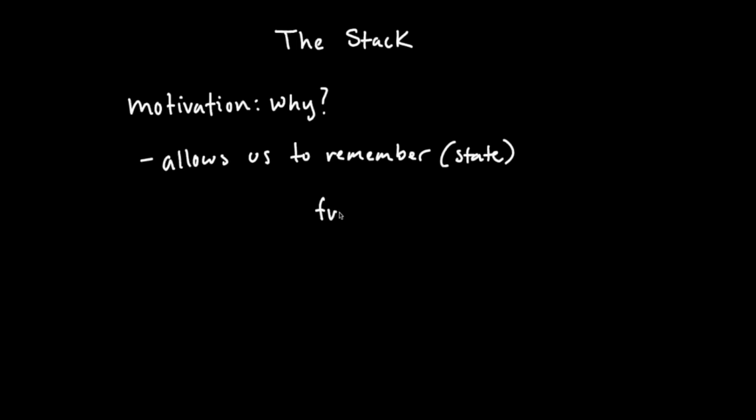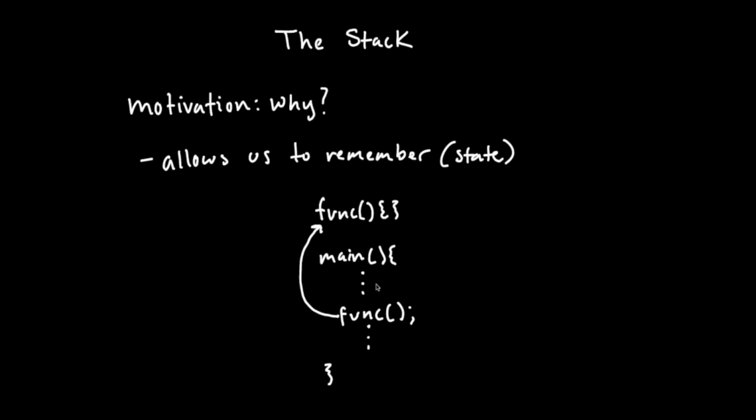Consider this function, and it doesn't really matter what it does. And then we have our main block, and main does a bunch of stuff, and then it makes a call to func. And then it does a bunch of other stuff. Now the question becomes, once we call this function and we jump to it, how can we ensure that once we get back from this function call, that all of our previous data remains intact?